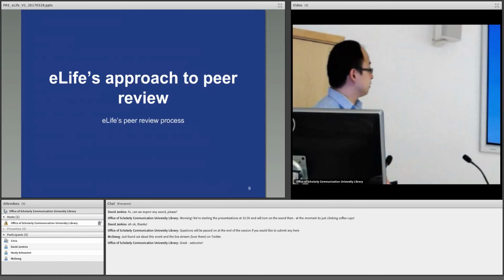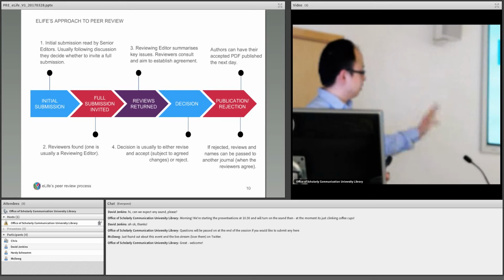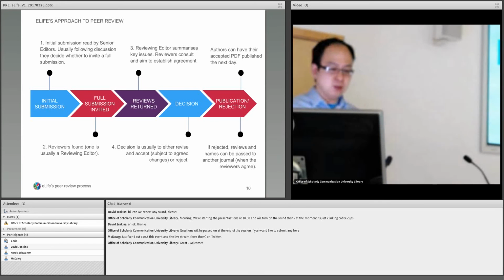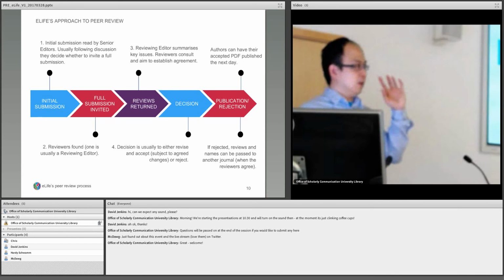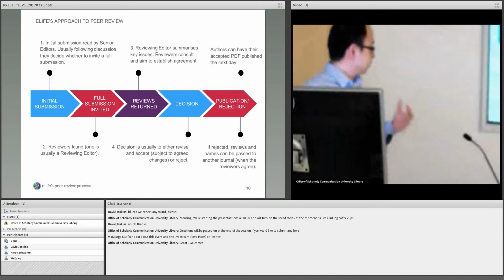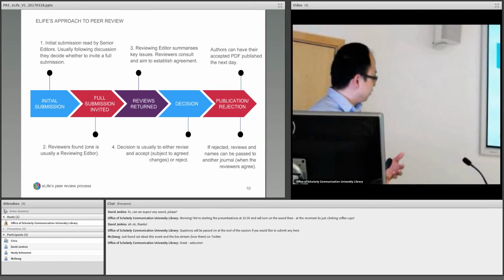So in terms of eLife's peer review process, how does that operate? This is a flowchart showing a very simplified version of how the decisions are made. When a senior editor and a reviewing editor are involved in making an initial submission decision, they will determine whether a paper is worthy of further peer review.